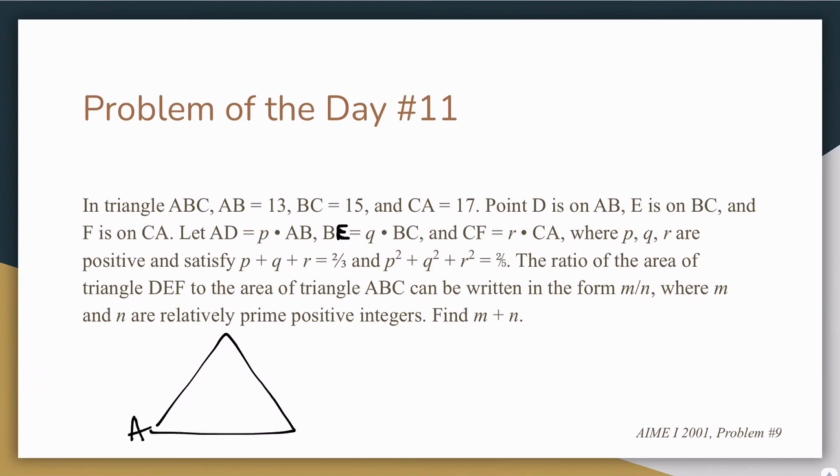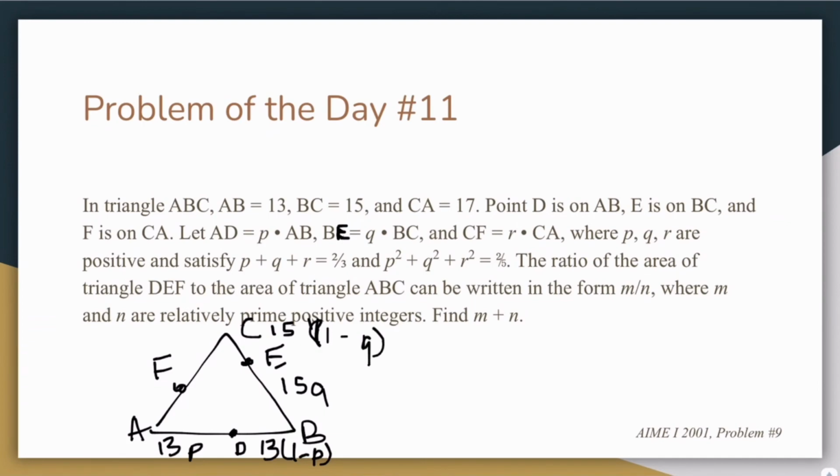Well, we can start by drawing the triangle. So we know that this is A, this is B, and this is C. And this is D, this is E, this is F, this is 13P, this is 13 times (1 minus P), this is 15Q, this is 15 times (1 minus Q), and this is 17R, and this is 17 times (1 minus R). So this is DEF. We can find the area of DEF relative to the area of ABC by finding the area of these three triangles.